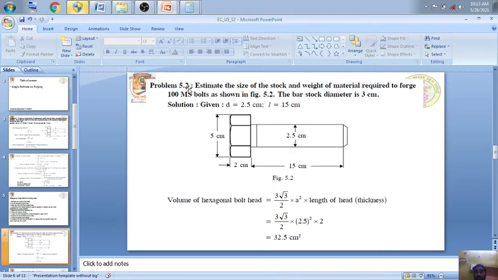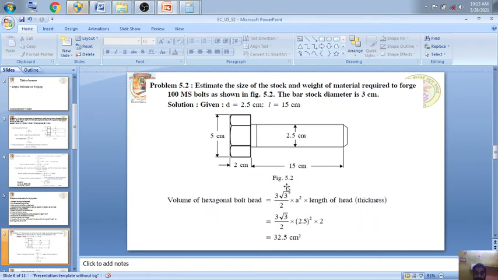After that, you need to calculate the weight of the MS bolt. Let me discuss how to do this. First, you need to find the volume. The area of this hexagonal headed bolt is given by the formula 3 into root 3 divided by 2 into d square, where d is the diameter of the shank, multiplied by the length of the head, which gives you the volume of the hexagonal head.